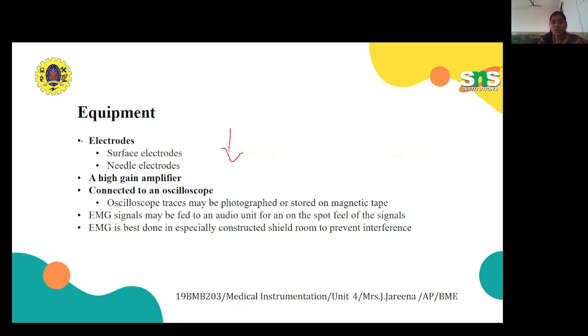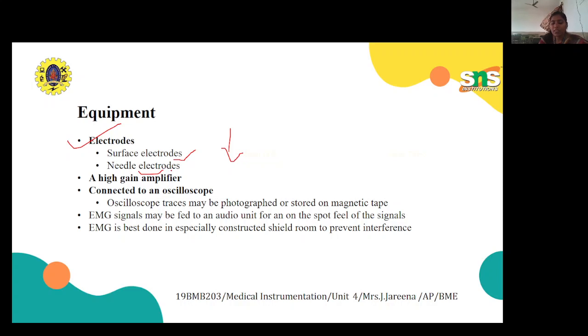First, what we need is electrodes. Electrodes are what we need to capture the particular signals we need to measure. Here we have biological signals, which is the EMG. We have two options: we can use either surface electrodes or needle electrodes. If you use surface electrodes, we place the electrodes over the surface of the skin or the muscles and tap the action potential produced over that particular area.